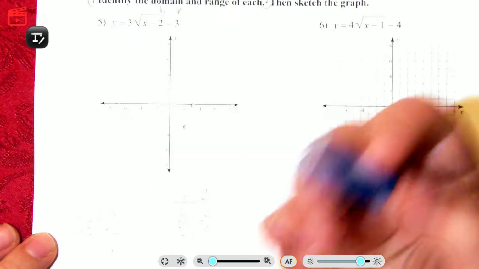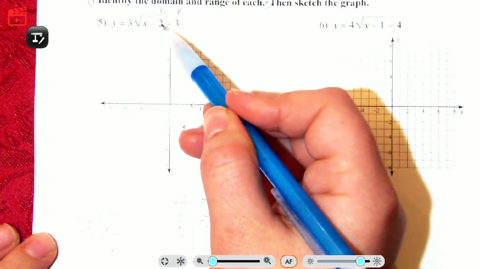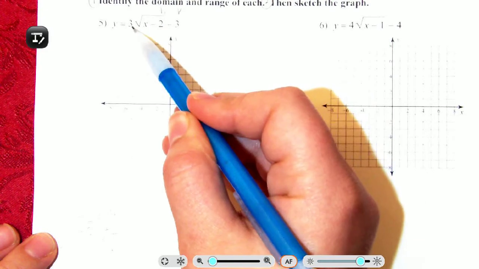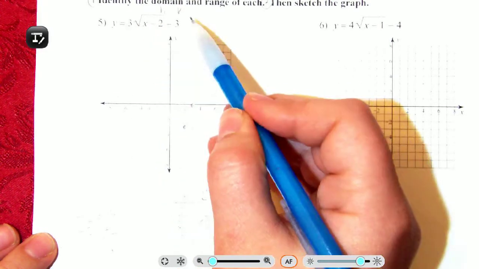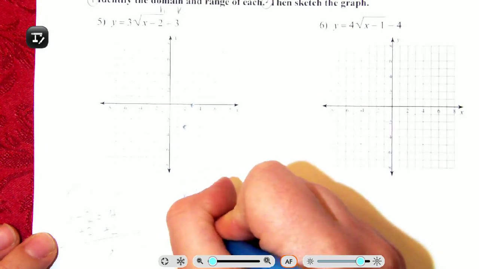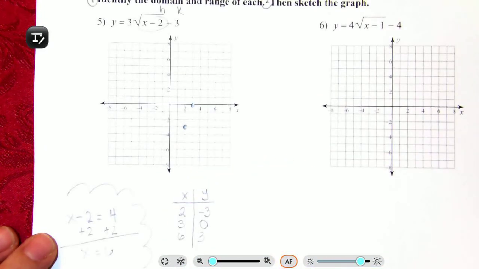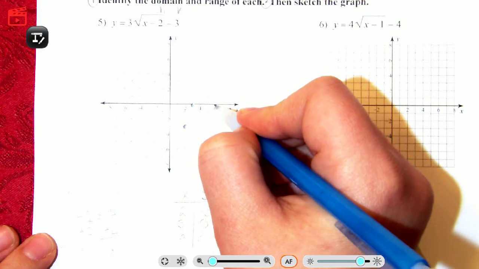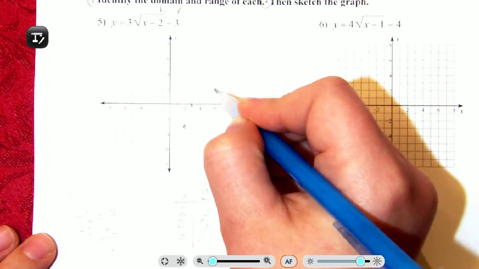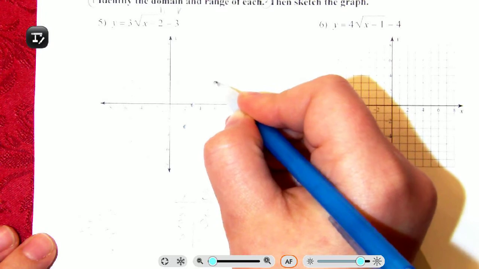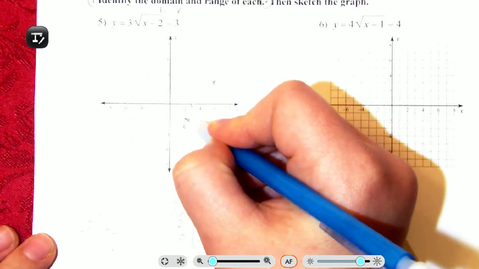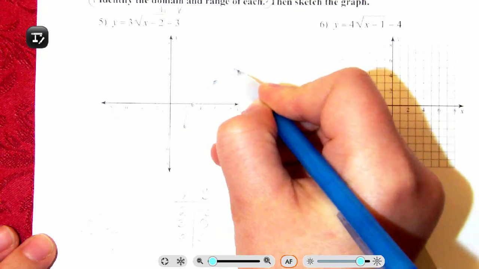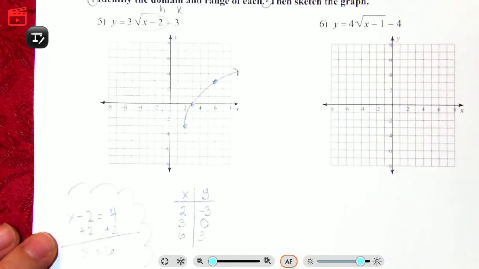6 minus 2 is 4. Square root of 4 is 2. 2 times 3 is 6. 6 minus 3 is 3. Okay, so then we have 6 and we have 3. Now we're going to connect it. And 3 points are more than enough to sketch a graph of your function.